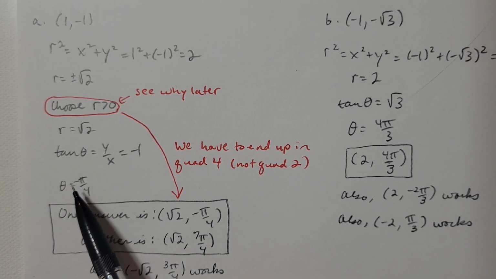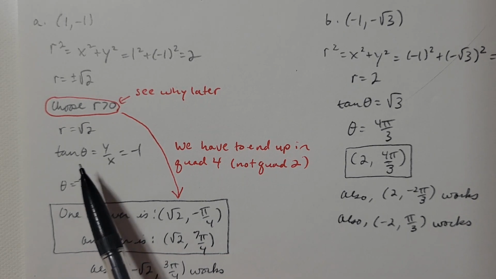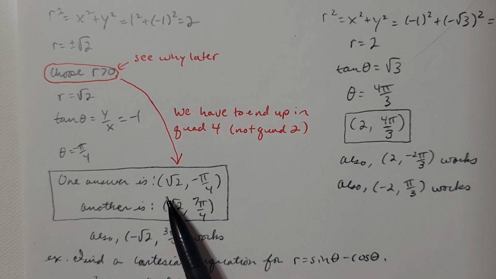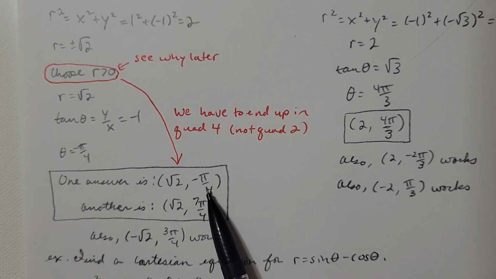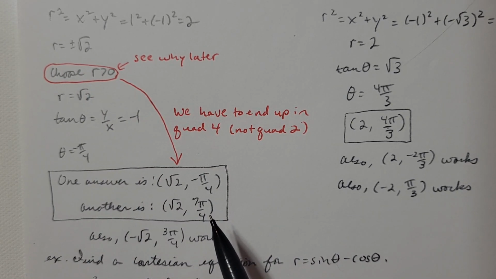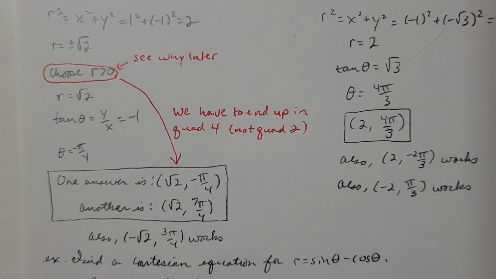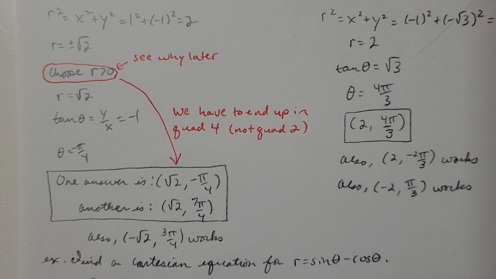Suppose that theta is -π/4. That's going to put me in quadrant 4. Tangent of -π/4 is -1. So one answer that you could give would be (root 2, -π/4). Another answer you could give, because -π/4 is the same as 7π/4, you're just going counterclockwise around the origin, is (root 2, 7π/4). That would also be acceptable.